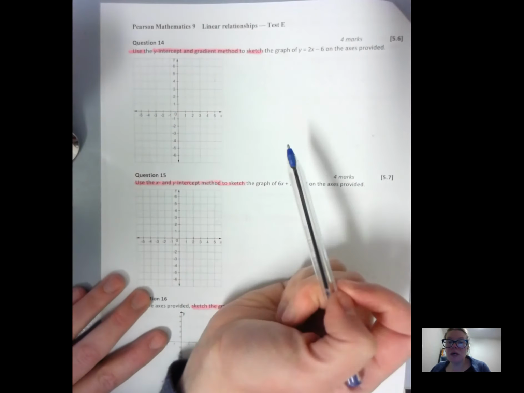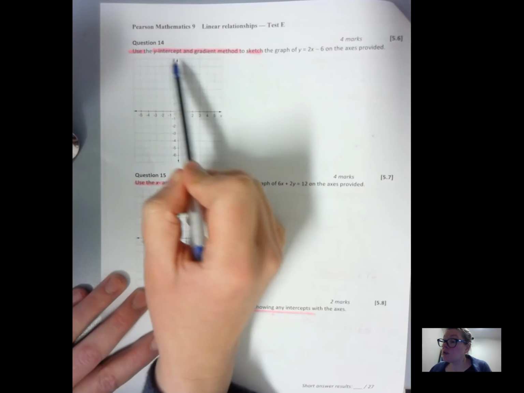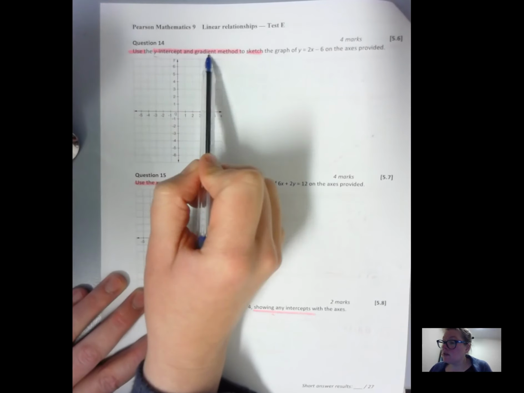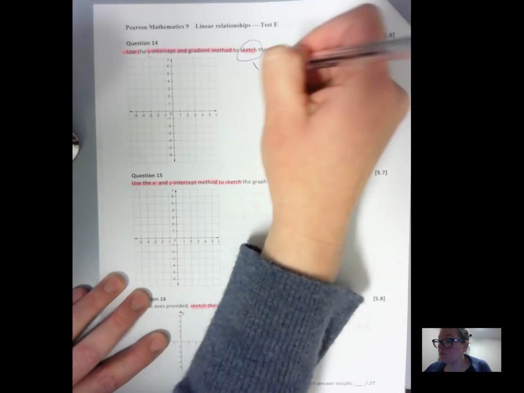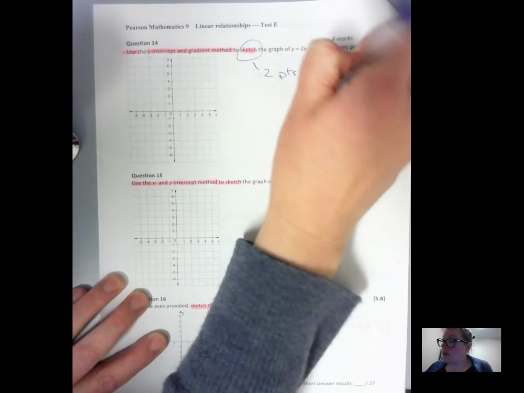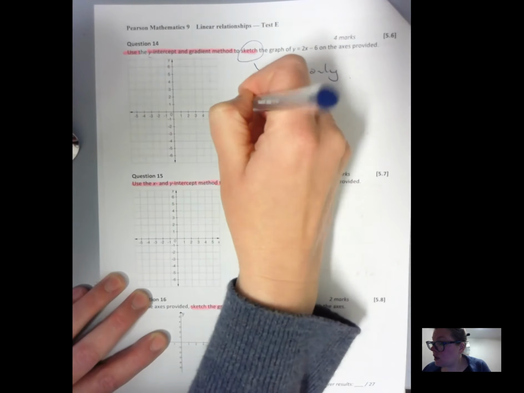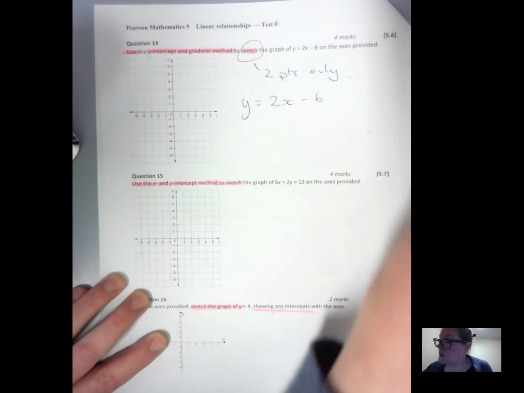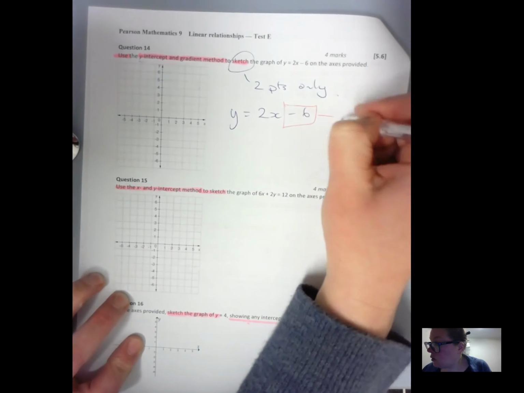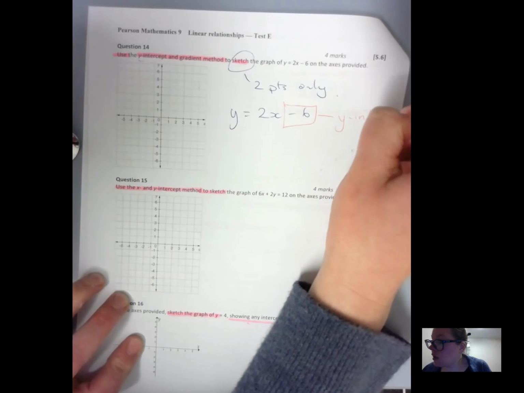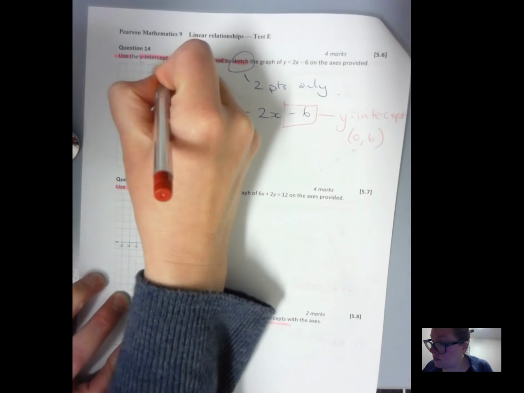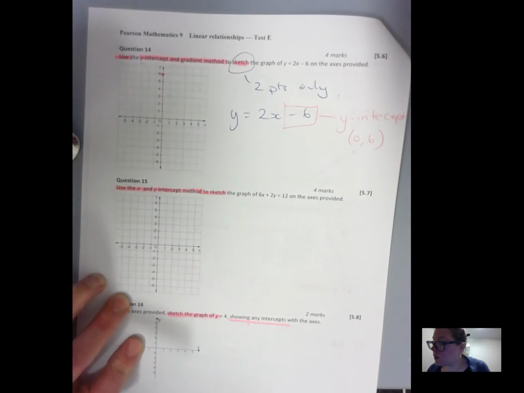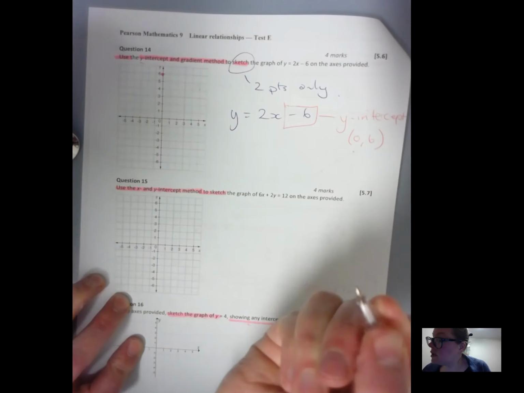Right. For the next question, 14, in order to get full marks, or to get any marks in all honesty, you have got to use this method to sketch this. So sketch just means we only put 2 points in. What I would be doing to show my working out is I would rewrite the equation. I would identify that as being my y-intercept. What does that actually mean? It means that I have the coordinate (0, -6) that I can put on the graph here. Alright, so that's my first point.